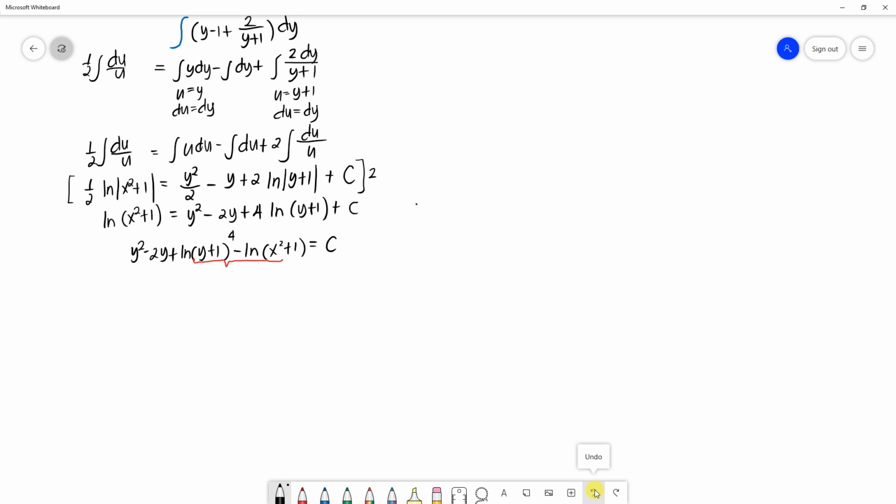So, we have y squared minus 2y. Subtraction means division. We have ln of (y plus 1) raised to 4 over (x squared plus 1) equals c. So this is our general equation of the parabola.